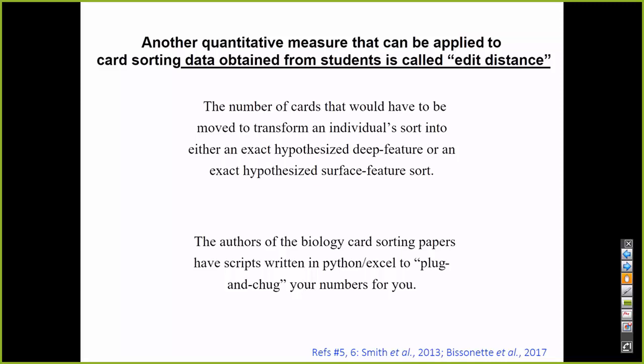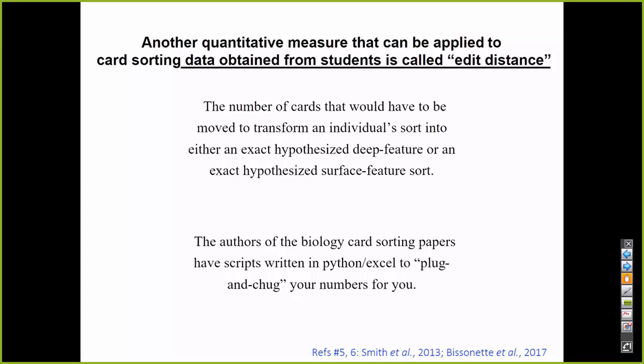So one more tool that you can do is edit distance. And this just means it's a slightly different measure, which is the number of cards they would need to move to get a perfect expert sort. And they tell slightly different things about how they're structuring their knowledge that I won't get into.